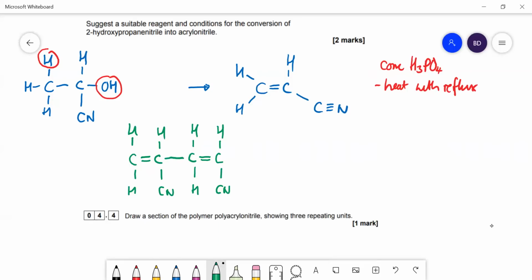So I need to rub out those. I've only drawn 2 repeat units there, so I need to draw another one. We'll do the same thing again here. Like that. That is 3 repeating units.